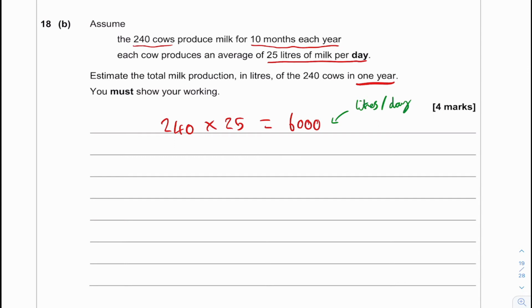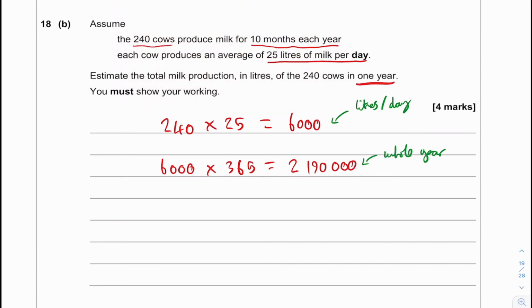And then in a year, there are of course 365 days. So we then multiply our 6,000 by 365. When we do this, we obtain 2,190,000 litres. So again, I'll put a little note, whole year.